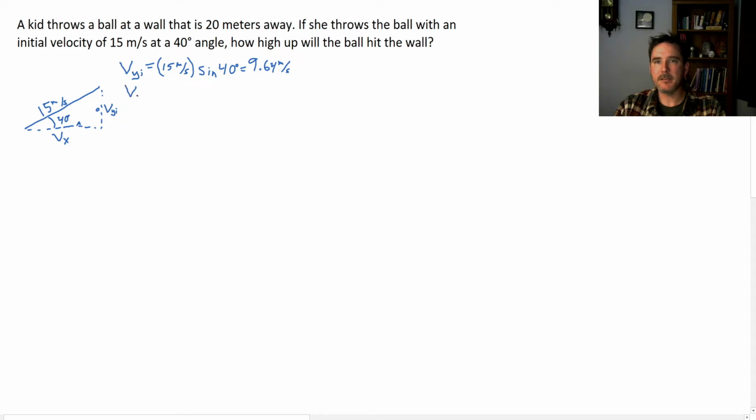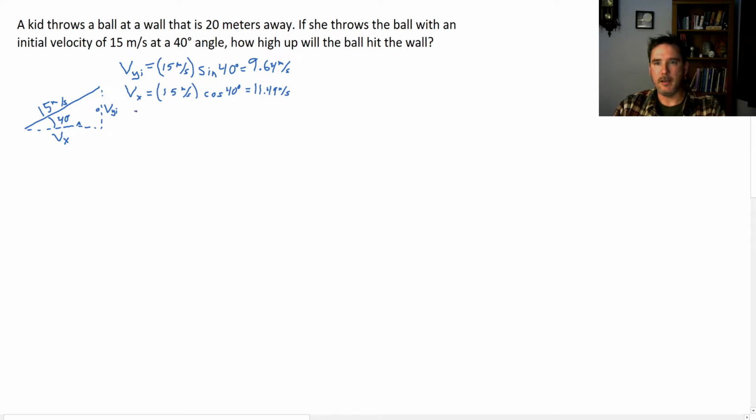Our Vx is going to be the adjacent side, so we take our 15 meters per second and multiply that by the cosine of 40 degrees, since it is the adjacent side, and that will give us 11.49 meters per second. So we've just resolved the velocity vector that she threw it at. Now we know a few other things.